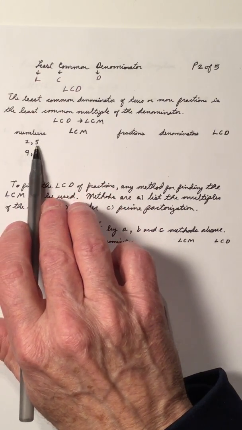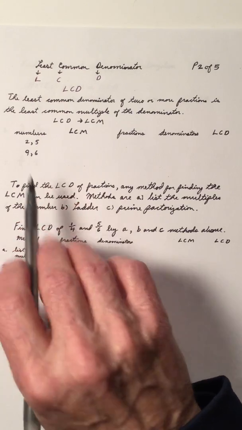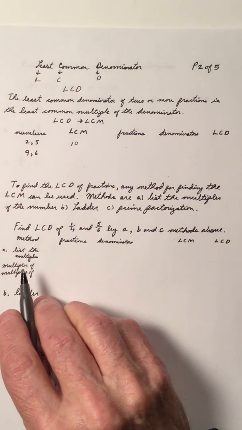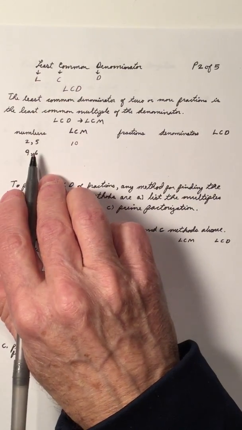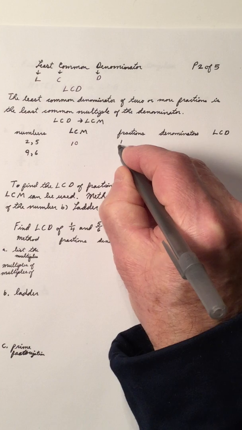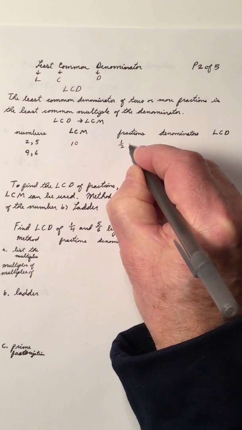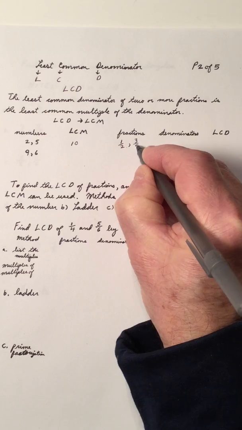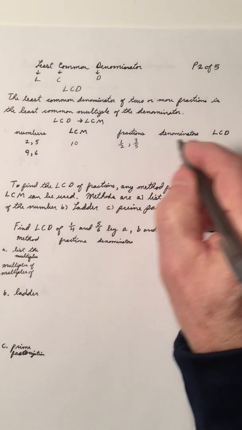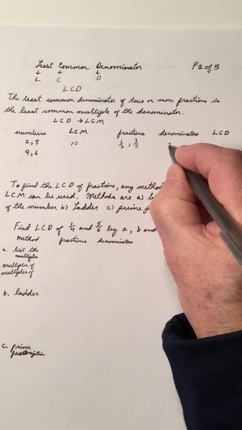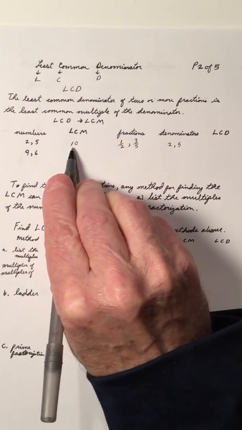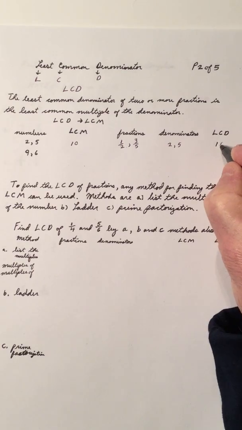If you have the numbers 2 and 5, the least common multiple of 2 and 5 is 10. 10 is the lowest multiple of 2 and 5. Because they're prime, we just multiply them. We have fractions. 2 and 5 could be 1/2 and 3/5. If you take the 2 and the 5 and put them in the denominators to make these fractions, then your denominators are the 2 and the 5. And the least common denominator is the same as the least common multiple, so we have a 10.